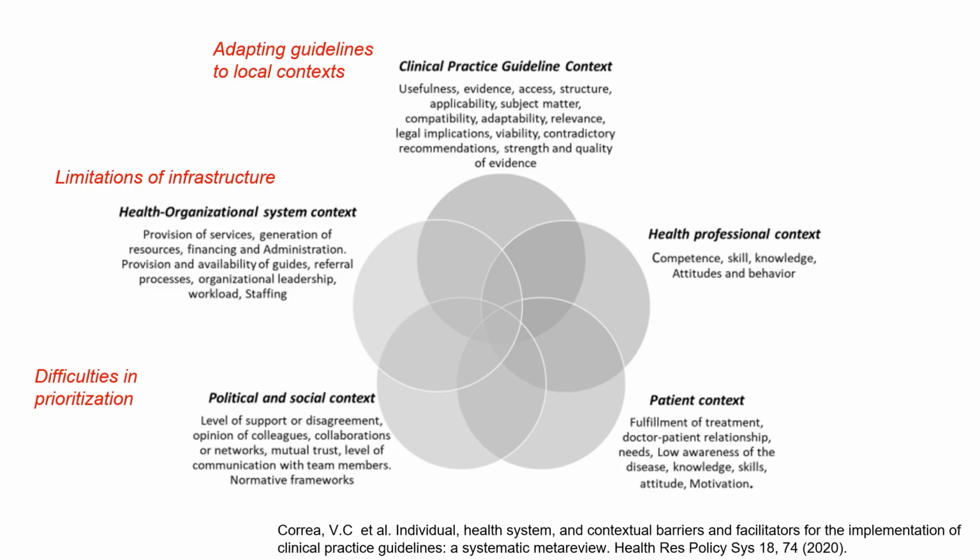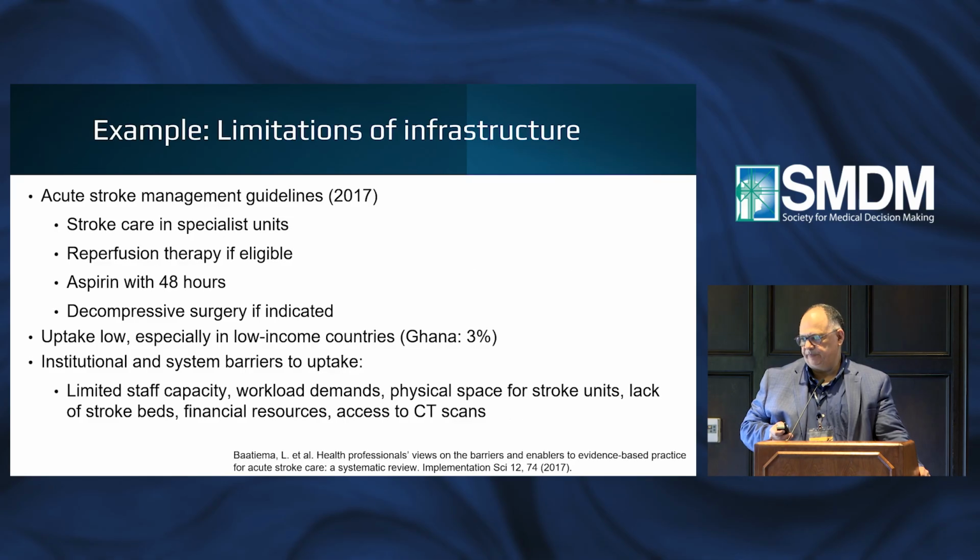And some of my co-panelists have discussed some of these issues already. I'm going to select 3 topics from each of these categories that I've listed in red here, and I'm going to talk about those in a little bit more detail for the rest of my talk. So I'm going to talk about adapting guidelines to local contexts, about limitations of infrastructure, and about difficulties in prioritization. And let's start by just having an example of each of those 3 categories that I'd outlined in red.